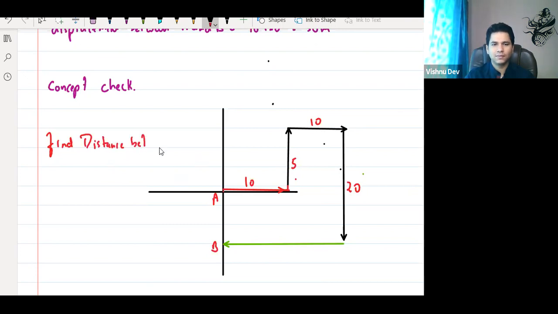A and B. Distance covered: if this path is taken, what is the distance covered? And then find displacement. Okay, tell me. Everyone, think about it. Solve one. Very good, Shreya. Very good. Kartikeya, everyone, do the calculation properly.